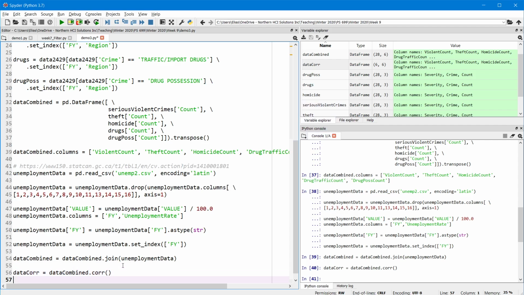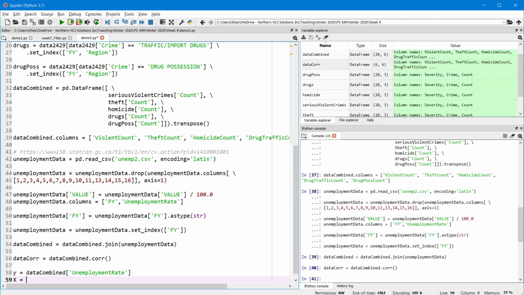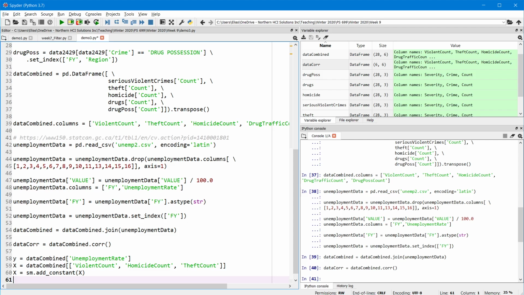But let's go ahead and run our regression analysis. Let's see what this looks like. In order to do this, first off, we're going to specify our response variable to be datacombined, our unemployment rate. And then we'll set our x to be our datacombined independent variables: our violent crime count, our homicide count, and our theft count. There we go. And then we will add our constant terms so that we're not forcing this to go through 0. Otherwise, it messes with the model.